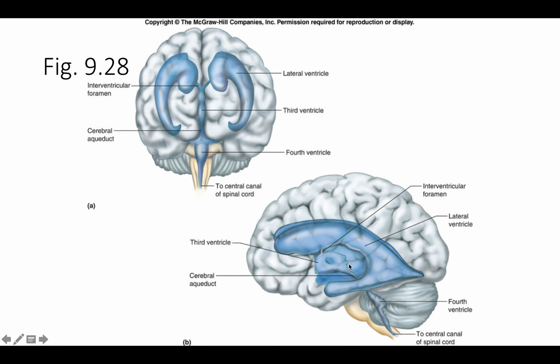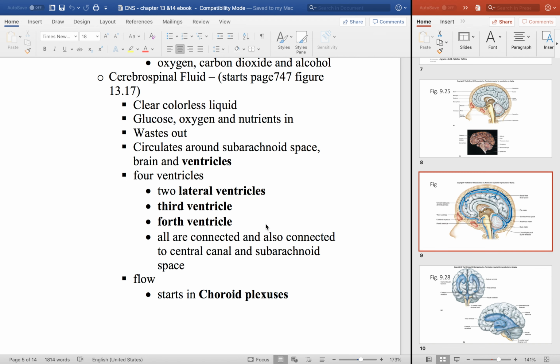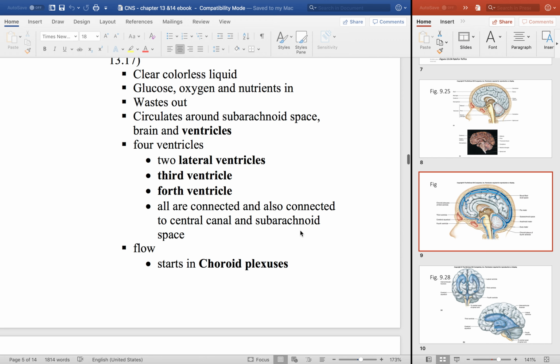It actually is in the middle of the diencephalon, and it is connected to the lateral ventricles by the interventricular foramen right here. The third ventricle is connected to the fourth ventricle through the cerebral aqueduct right here, and the fourth ventricle actually is between the brainstem, the pons of the midbrain, and the cerebellum. So if you look at this picture, you can see the flow. The flow starts back here. If you go here, you can see all of them are connected.